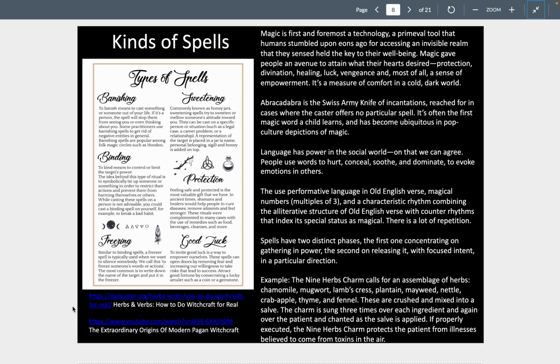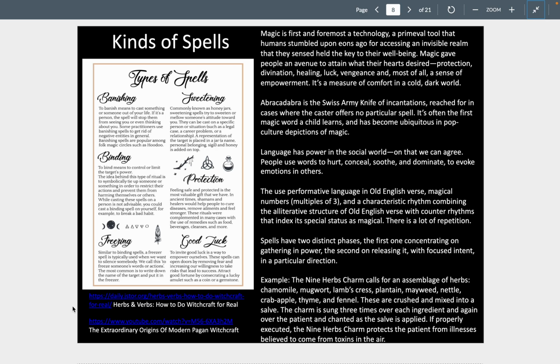Language has power in the social world. People use words to hurt, to conceal, to soothe, to dominate, to evoke emotions in each other. They use performative language in Old English verse. So magical numbers, multiples of 3, and a characteristic rhythm combining the alliterative structure of Old English verse with counter rhythms that index its special status as magical.